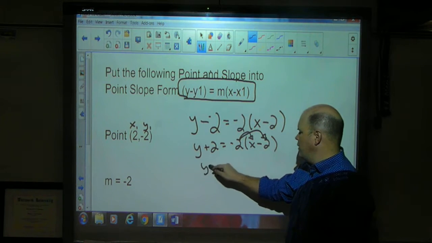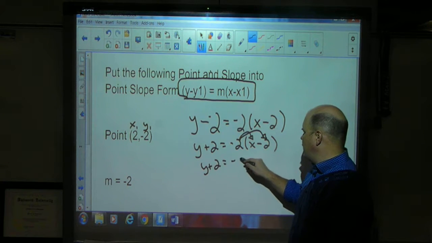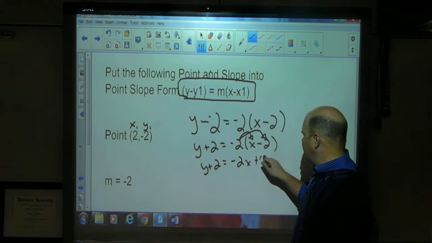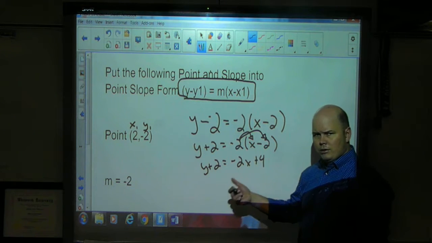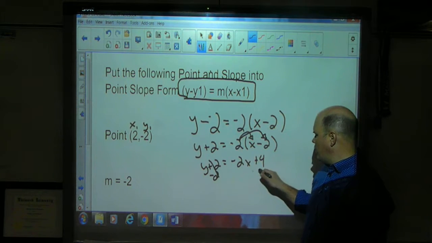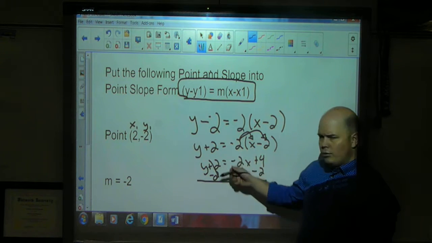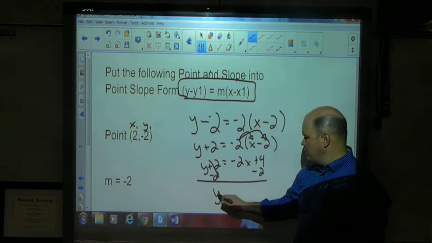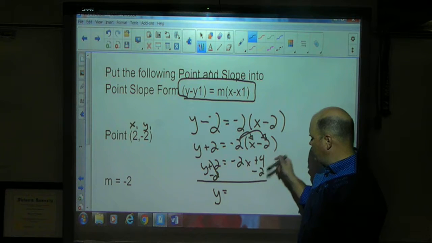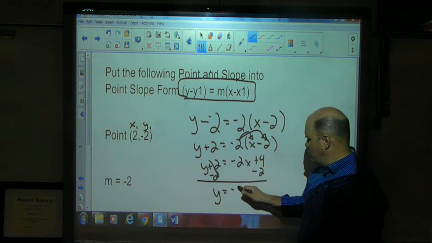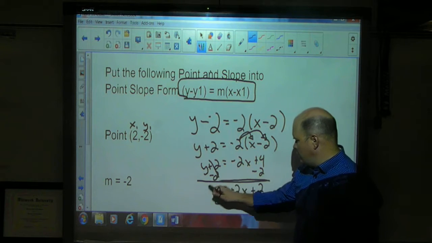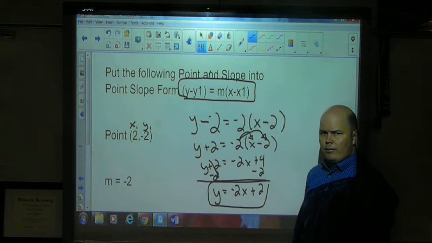So now I have y plus 2 is equal to negative 2x. Negative 2 times negative 2 is a positive 4. Distribution is done, so I'm going to subtract 2 to isolate my y. Positive 2 minus 2 is 0, so now y is by itself. Okay? Negative 2x plus 4. 4 minus 2 is positive 2. And I am done with that problem.